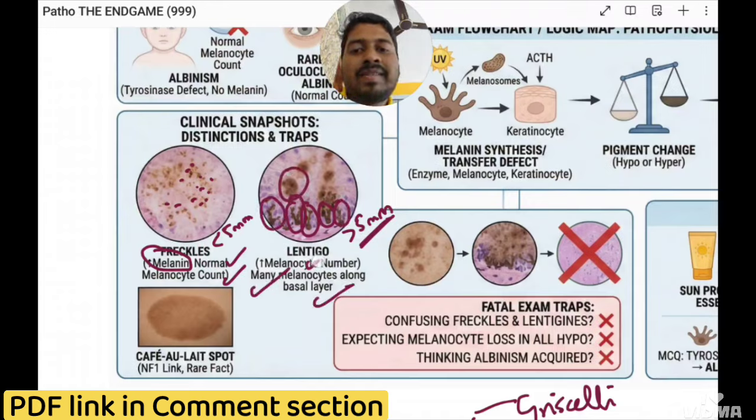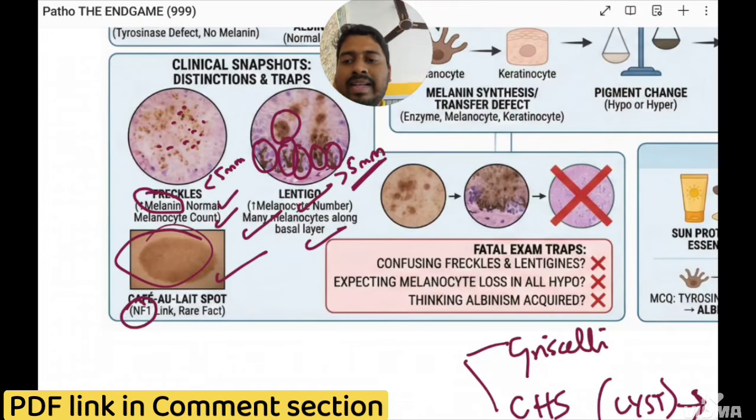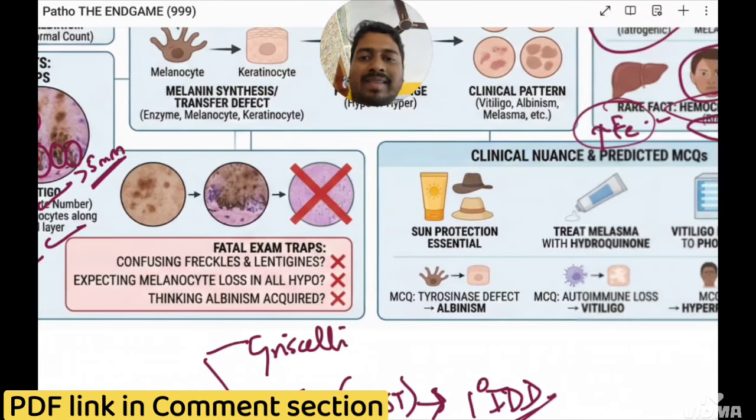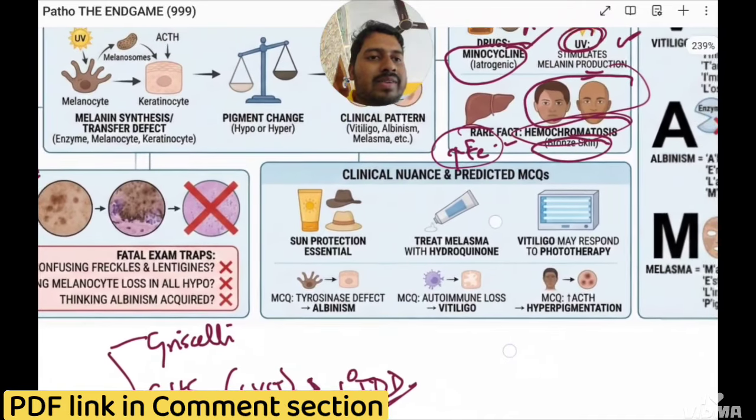So many melanocytes are present along with increased melanin, okay. One more is Café-au-lait spot. I think everyone knows about this. It is linked with NF1, that is neurofibromatosis 1, and McCune-Albright syndrome. If you ask me, there are some 7 to 8 causes of Café-au-lait spot, but these two you should remember for exam, okay. Now, what is required for hyperpigmentation?